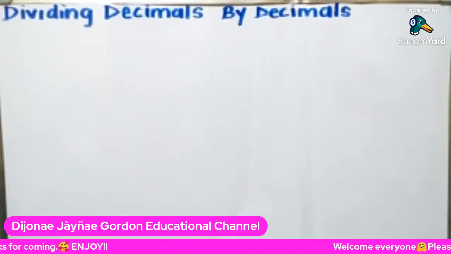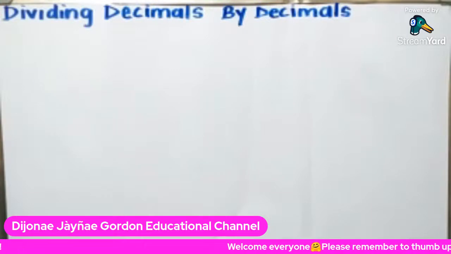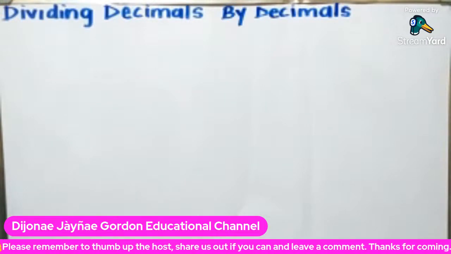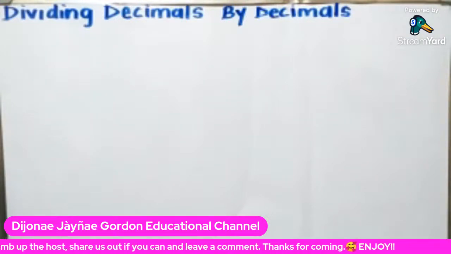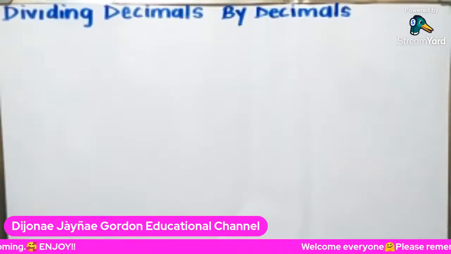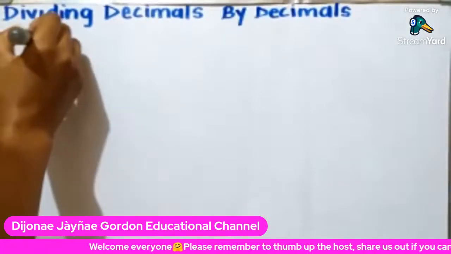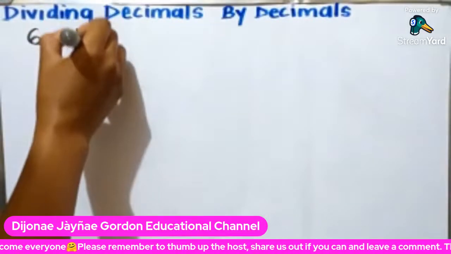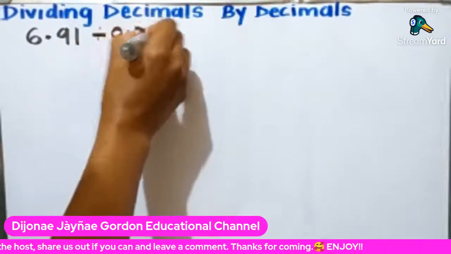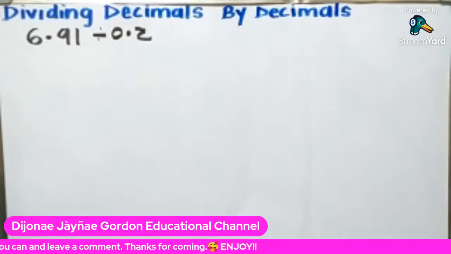What we're going to be looking at today in our math hour is dividing decimals by decimals. If you know how to do division, this should not be hard for you. The first thing we are going to do is look at the problem. The problem that we are going to be working this morning is 6.91 divided by 0.2. That's the first problem we're going to be working this morning.